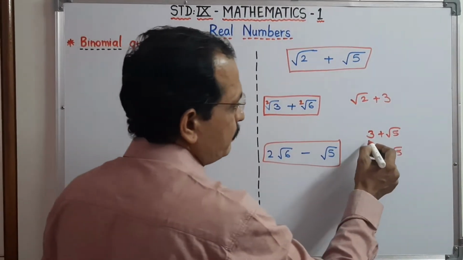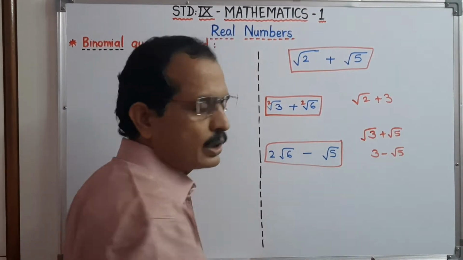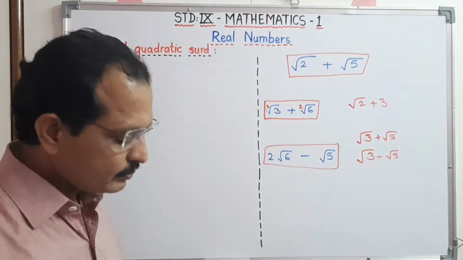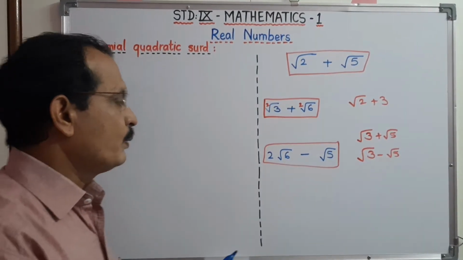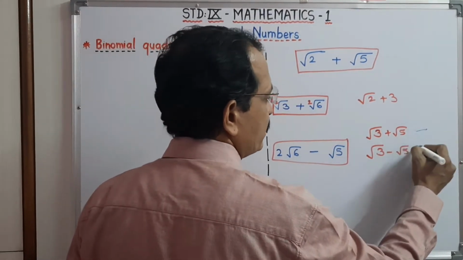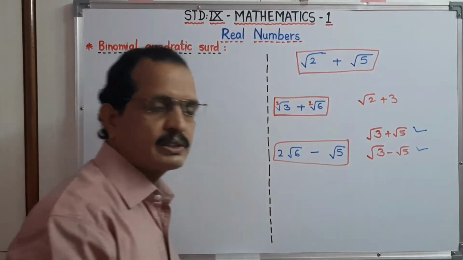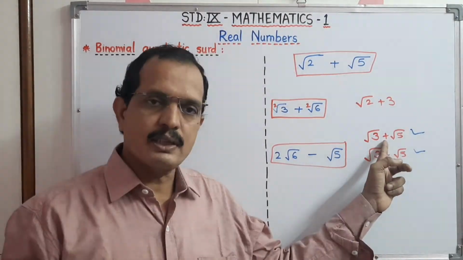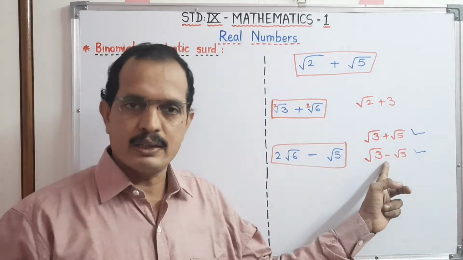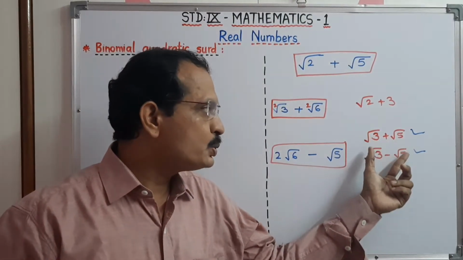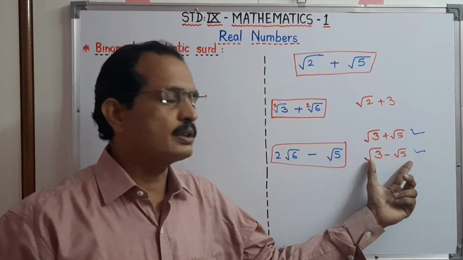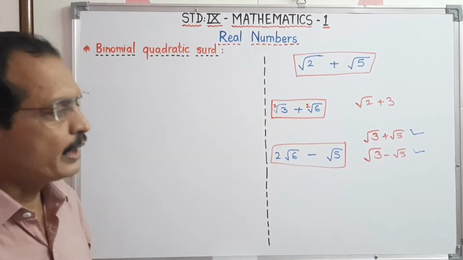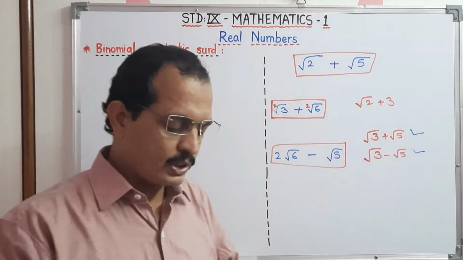I write here root 3 plus root 5, and here I write root 3 minus root 5. Now dear student, what is the difference between these two binomial surds? In these two binomial surds, the only difference is the sign. Here they are joined with plus sign, and here they are joined with the minus sign. Then these two binomial quadratic surds are called a conjugate pair of each other. They are called a conjugate pair of each other.